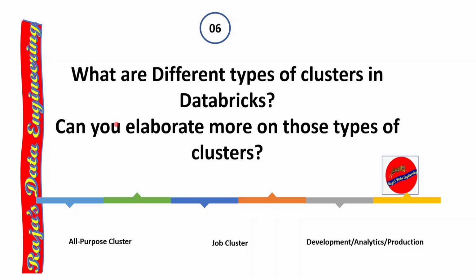And moving on to the next question, what are different types of clusters in Databricks? Can you elaborate more on those types of clusters? In Databricks, we have two different types of clusters. One is all-purpose cluster, second one is job cluster. Apart from that, we also have cluster pool. But coming to types of cluster, it's only two, all-purpose and job cluster. All-purpose cluster is more suitable for development and also ad hoc analysis. Coming to job cluster, that is more suitable for production deployment.